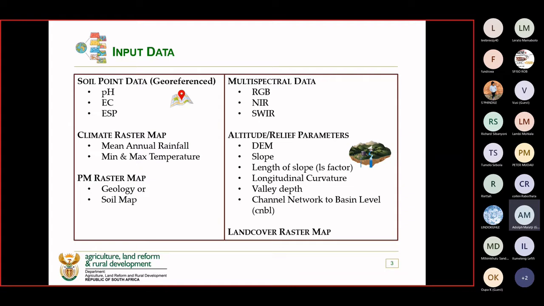And then we use a digital elevation model and another software called SAGA to calculate these relief parameters, your slope, your length of slope. People just call it LS factor, or longitudinal curvature, valley depth, and CCNBL. So these are the parameters that we got from the digital elevation model. And then also we used a land cover raster map. So these are the input data that we needed for this model.